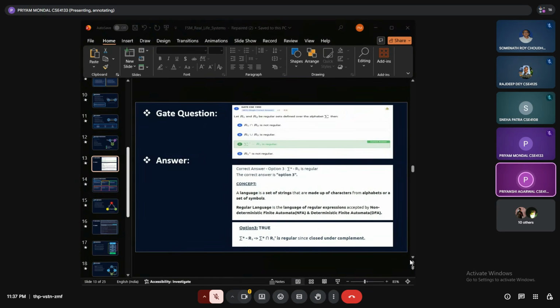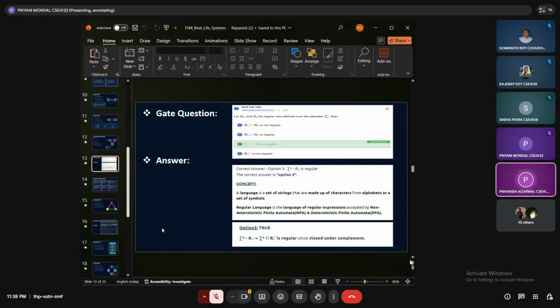Now, there is one GATE question. Let R1 and R2 be regular sets defined over the alphabet sigma. Then sigma star minus R1: sigma star means all possible strings over the alphabet. So sigma star minus R1 means all strings not in R1. This is the complement of R1. Since R1 is regular, its complement is also regular. So, the statement is true.